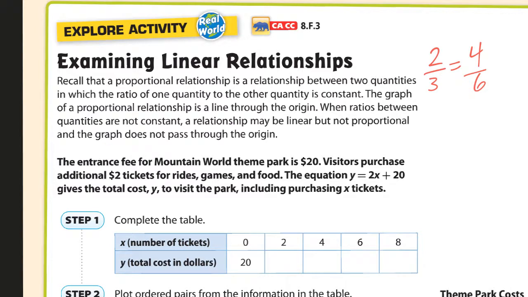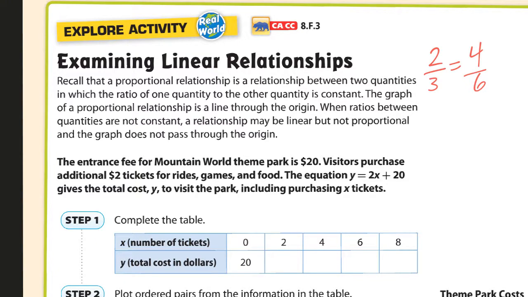So we have this example where the entrance fee for a Mountain World theme park is 20 bucks. Visitors purchase additional $2 tickets for rides, games, and food. Here's the equation that gives us the total cost y to visit the park, including purchasing x tickets. We have a table, and just like before, some sensible values: you might buy 0, 2, 4, 6, or 8 tickets, and this is the price that you would pay for those tickets.